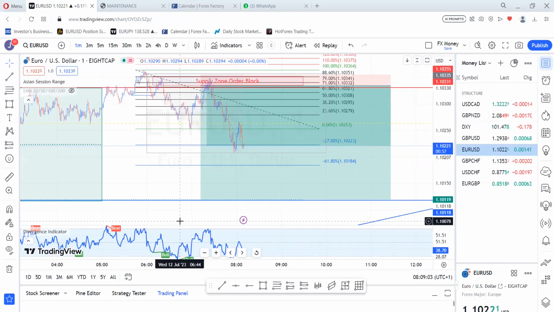Now, mind you, it doesn't work all the time. There will be times you are going to be spiked out. There will be times you're going to be manipulated. It will actually go far above the supply or demand zone it's giving you. Then it will now go your way.